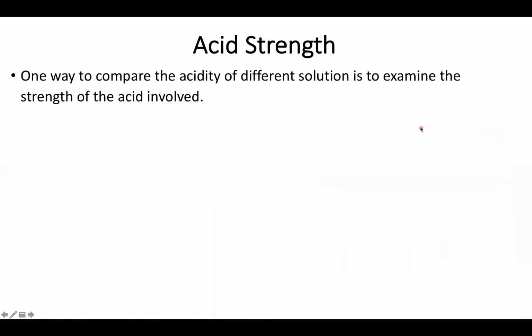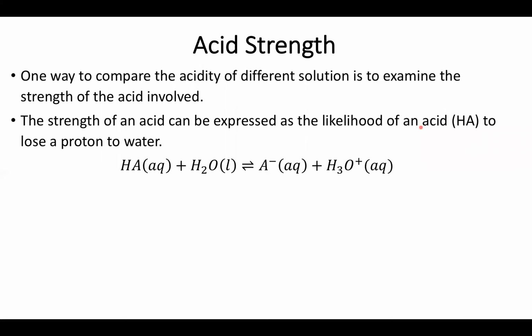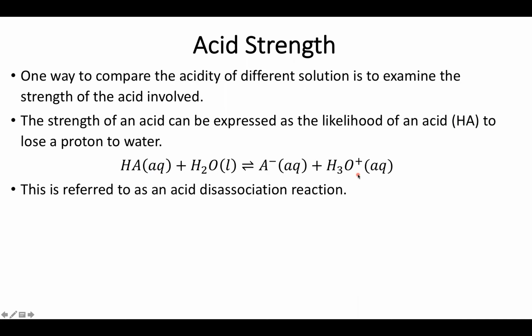So when we're trying to look at the acidity of a solution, one of the classic ways is we just look at the number of protons. But another way we can do is look at the actual acid itself. Is it a strong acid or is it a weak acid? And we've kind of seen this already. We do this by looking at how an acid reacts with water. And what we're going to do is look exclusively at the likelihood of that acid disassociating to release hydronium or protons. And this reaction is called the acid dissociation reaction.